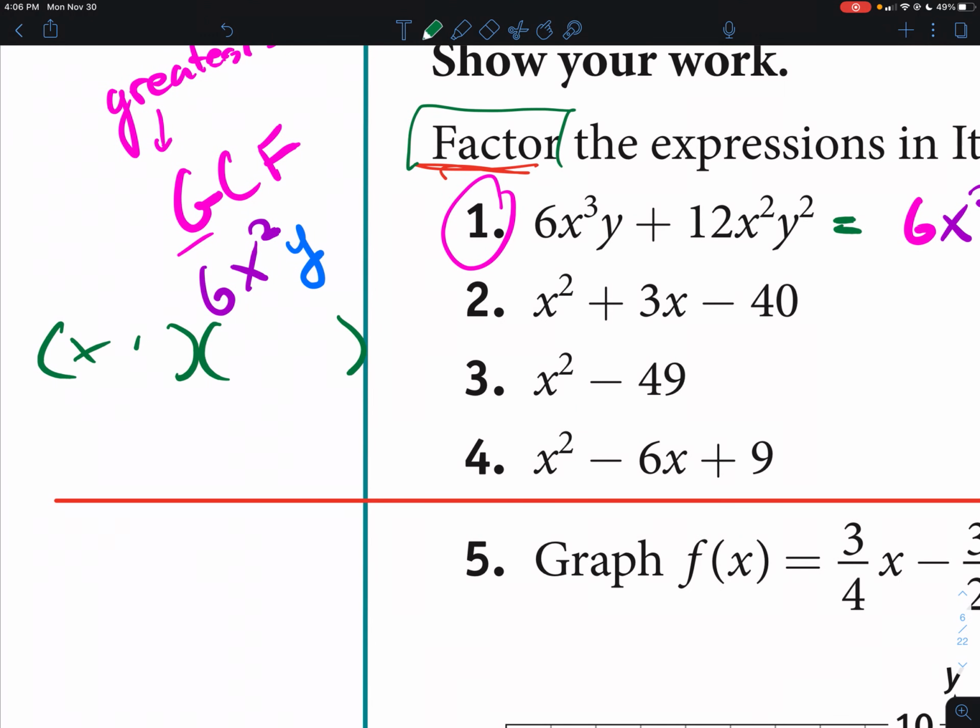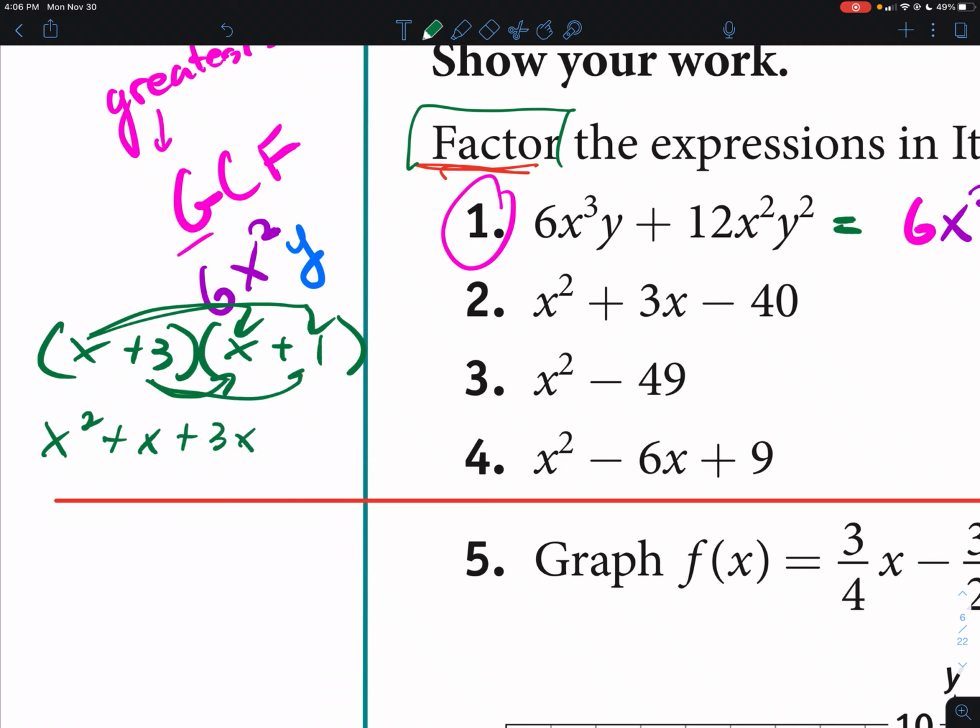Now, if you remember multiplying problems like this, they have the x plus the 3 and, I don't know, x plus 1. And we have to distribute, and then combine like terms. So we end up with x squared plus 4x plus 3. Okay? That's what this is. You're trying to figure out what two binomials were multiplied together to give you x squared plus 3x minus 40. So we're going to work backwards here and look for a pattern.